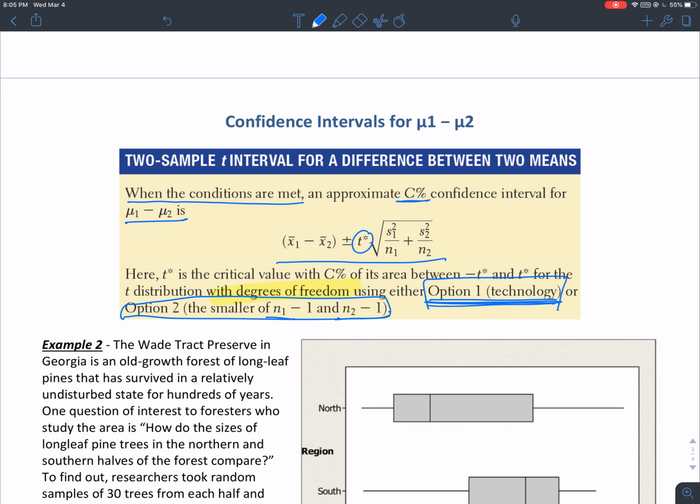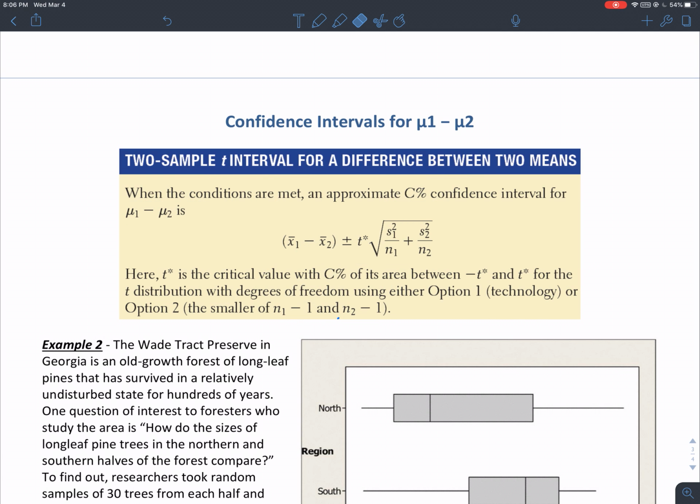There's a very complicated formula for this to calculate it the way that the calculator does. You don't really have to worry about that. The calculator does it for you, and you just report what degrees of freedom the calculator used. Okay? So that's that. So, there's the gist of it.